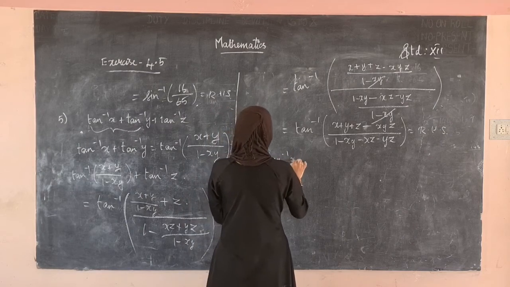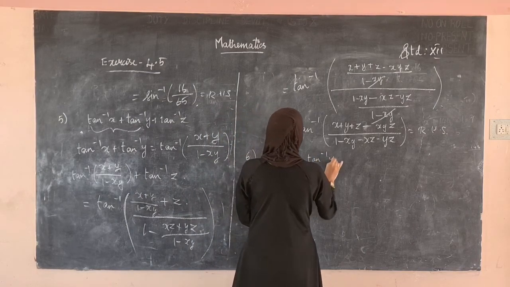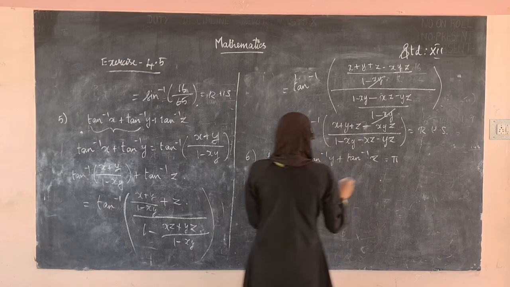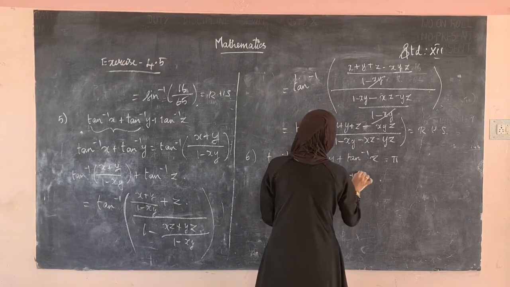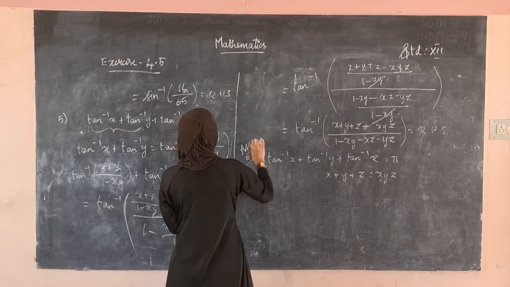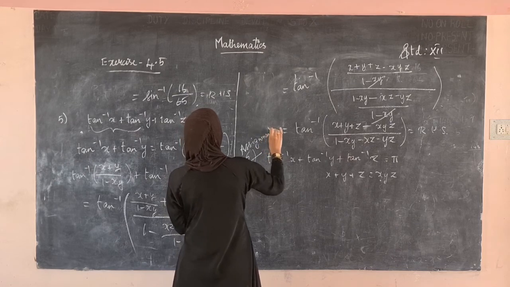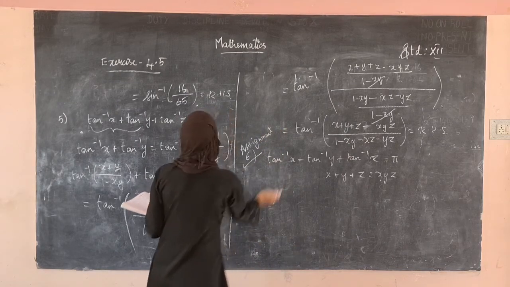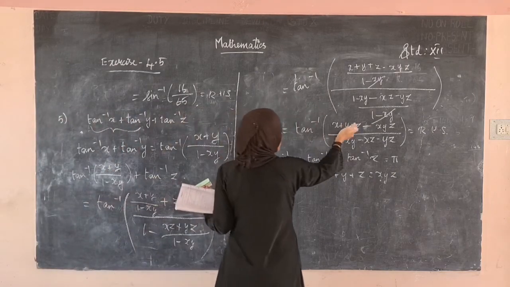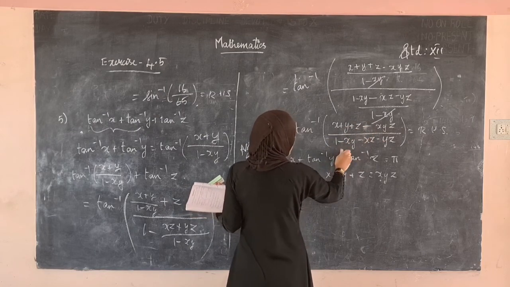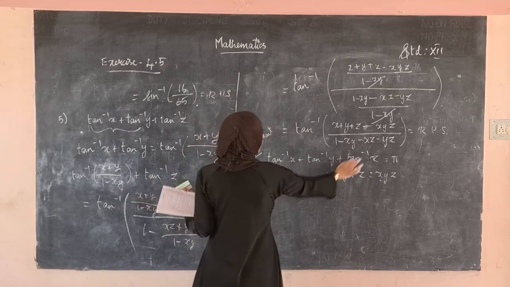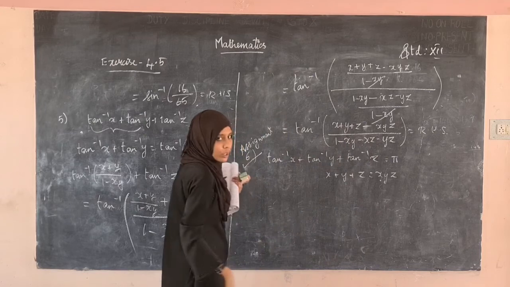Now see the sixth sum. If tan inverse of x plus tan inverse of y plus tan inverse of z is equal to pi, we have to show that x plus y plus z is equal to xyz. This is the assignment for you. So I will give you a hint. In the previous sum what we have proved, tan inverse of x plus tan inverse of y plus tan inverse of z is equal to tan inverse of x plus y plus z minus xyz divided by 1 minus xy minus xz minus yz. We have to take this instead of the left hand side, because we have proved this. This is like a formula.